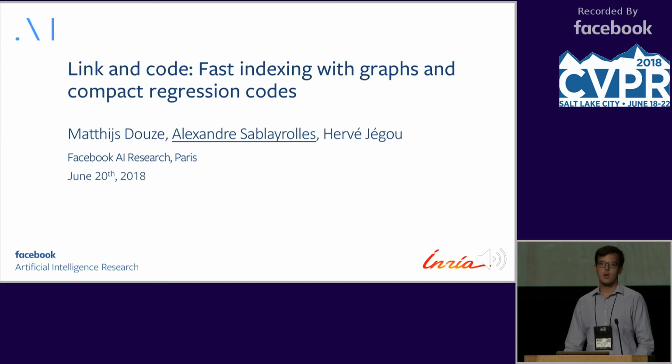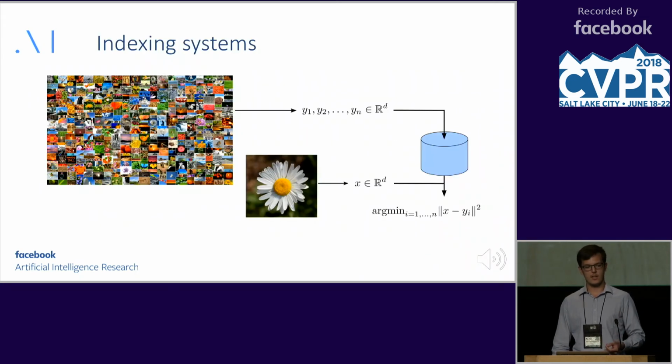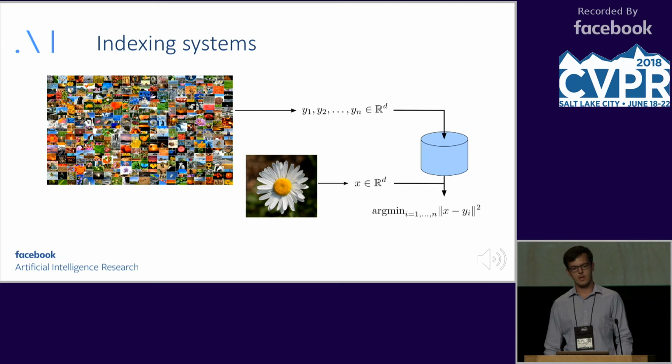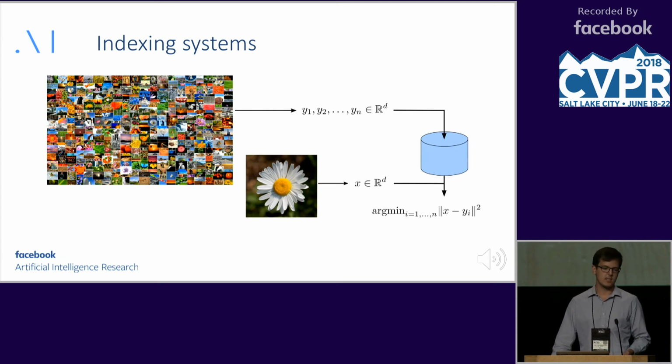So the goal in indexing is to build an index system in memory that can hold a very large collection of items, such as images that are represented by high-dimensional vectors. Now, given a new item represented by a high-dimensional vector, we wish to find its nearest neighbors in a fast and accurate way.